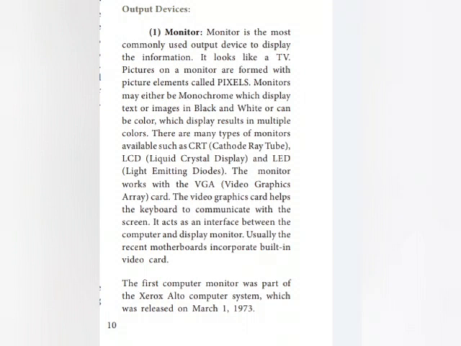Monitors may either be monochrome, which display text or images in black and white, or can be color, which display results in multiple colors. Different types of monitors are available: CRT monitor, LCD and LED. What is the full form of CRT? Cathode ray tube. LCD, liquid crystal display, and LED, light emitting diodes.